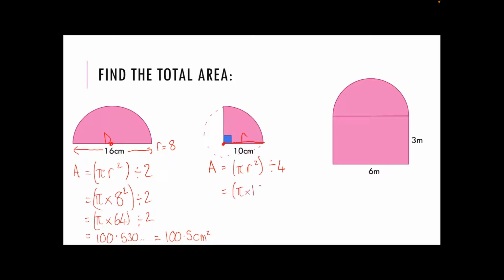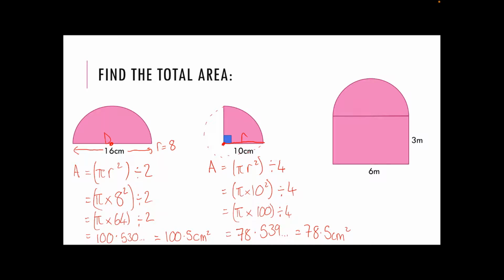So our radius here is 10. We don't need to half this number. And we are still dividing by 4. So that means we are doing pi times by 100 and dividing by 4. And that should give us about 78.539. And if I round that to just 1 decimal place, I'm going to get 78.5 centimetres squared.